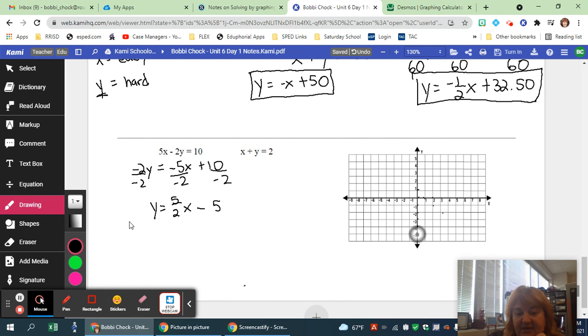So I can graph this one. Starting on negative 5. 1, 2, 3, 4, 5, 1, 2. And I can go ahead and draw that line. Okay? Now let's do this one. y equals negative x plus 2. Well, there's a pretend 1 in front of there, right? So that's going to be 1 over 1. So I start on 2. 1, 1, 1, 1. So I already have my intercept. It is 2, 0. Okay?